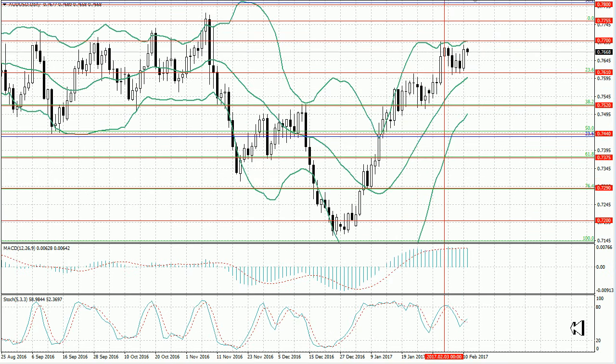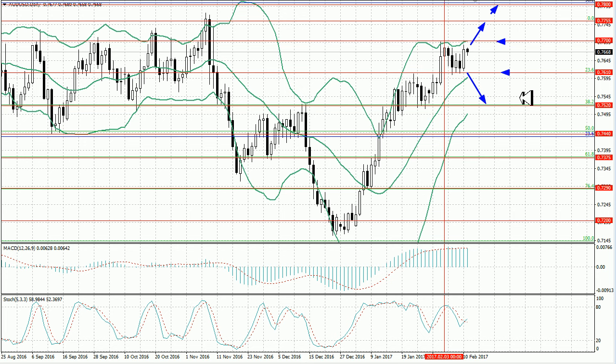The Australian dollar-American dollar was trading last week in the range of 0.7700 to 0.7610 and is likely to continue. With the consolidation above the level of 0.7700, the bulls may push the price to the levels of 0.7755 and 0.7800. In case of a breakdown of the level of 0.7600, the pair may go to the level of 0.7520.